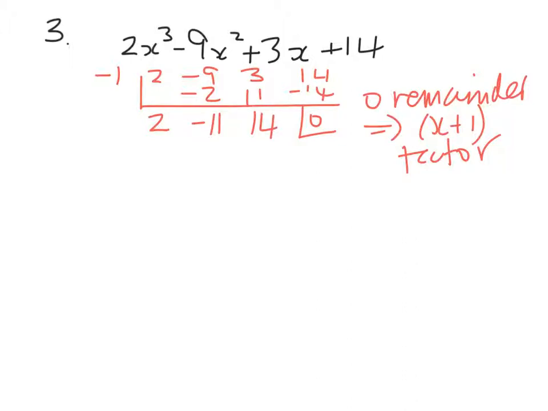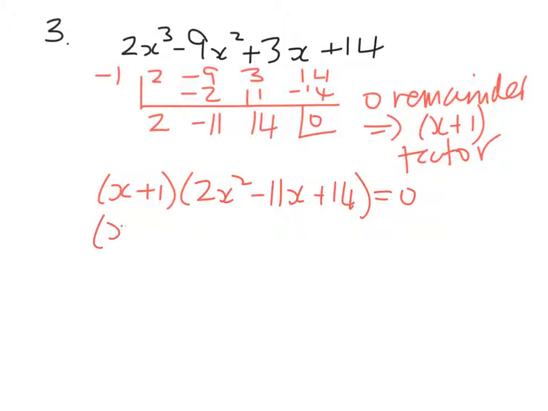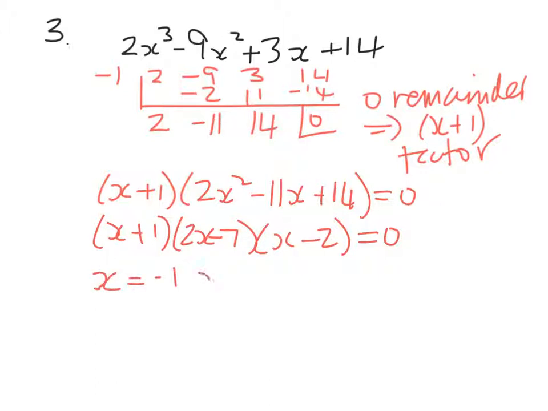Hence, solve the equation. So one of your factors we know is x plus 1. The other factor comes from here as 2x squared minus 11x plus 14 is 0, giving us x plus 1. When we factorise this, we have 2x minus 7, x minus 2 is 0, giving rise to the answers x is negative 1, x is 7 over 2, and x is 2.